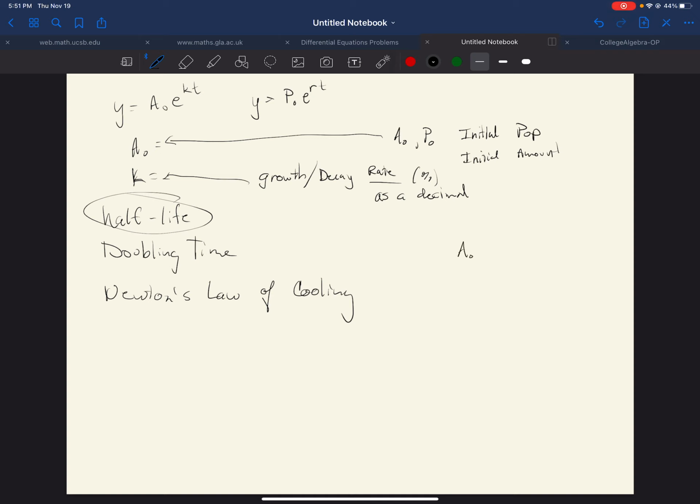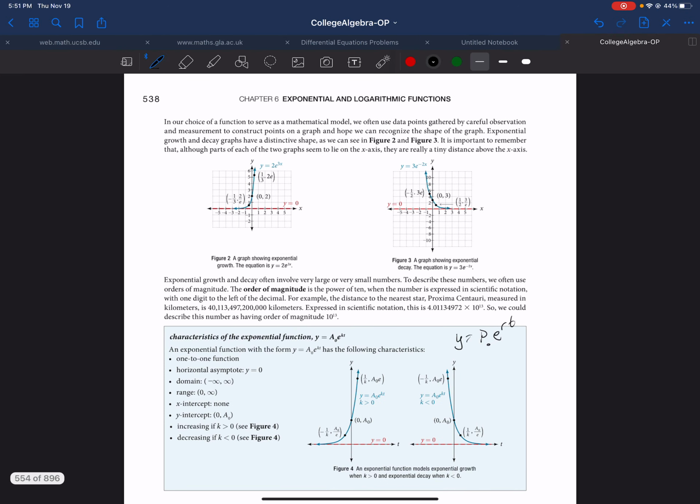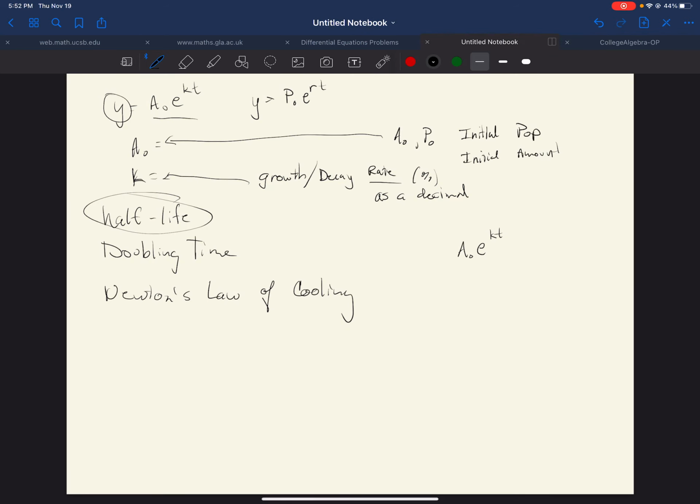So A naught e to the kt is the amount that we have for any time t. A naught is the initial amount, and k is some percent of the population that's either growing or decaying. And so if I want the half-life, I want to know, when is there half the initial amount? Remember, A naught is the initial amount, because when t is 0, the e to the kt disappears because it's 1. And so at 0, we always have A naught. So I know that's my starting amount.